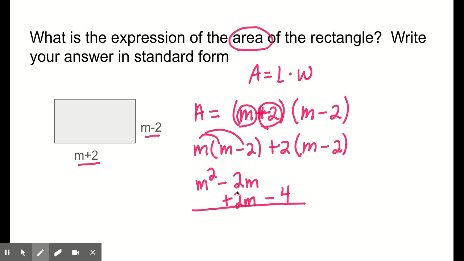So we go through and combine our like terms. We have m squared. Negative 2 plus 2 is 0. So we have 0 m's, which means we don't write any m's as our middle term. So we have m squared minus 4. And this is area, so we will say units squared.